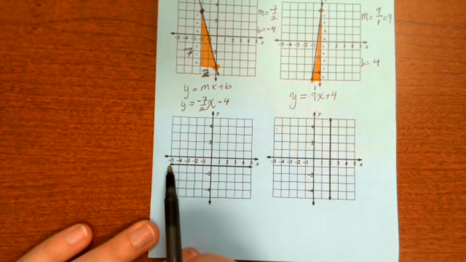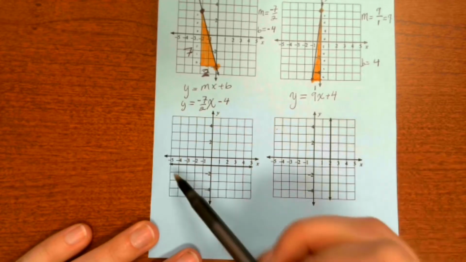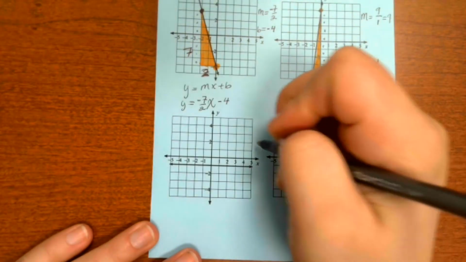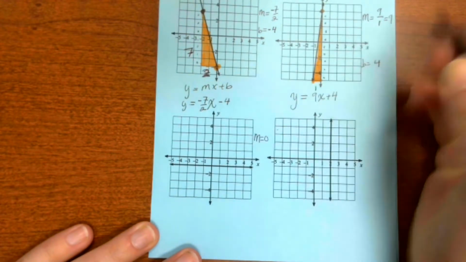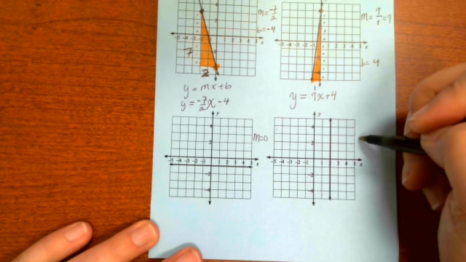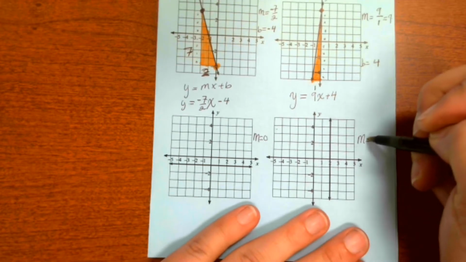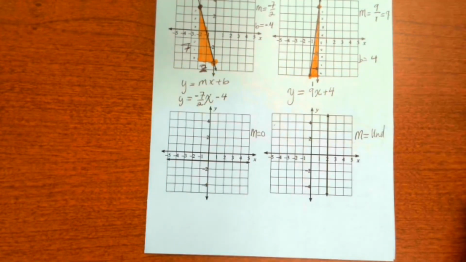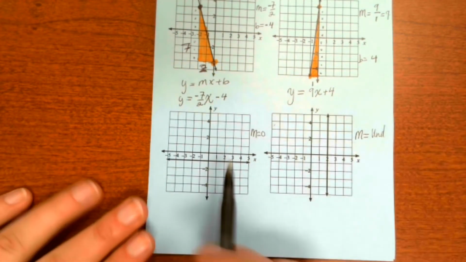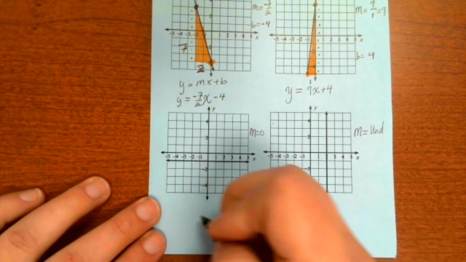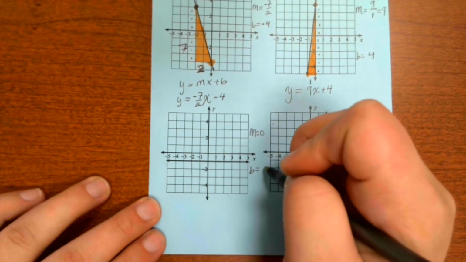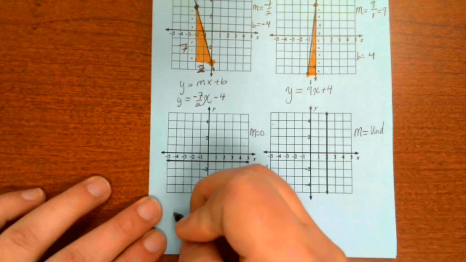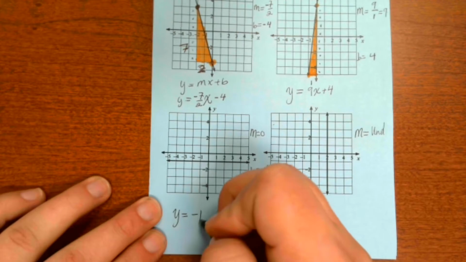These are the easiest ones. I love it when it's just a line, like a flat line or a vertical line. When it's horizontal like this, your slope is 0. When it's vertical like this, your slope is undefined. Very, very easy ones. When the slope is 0, just find your y-intercept, and that's literally your equation of the line. It's just going to be y equals -1.